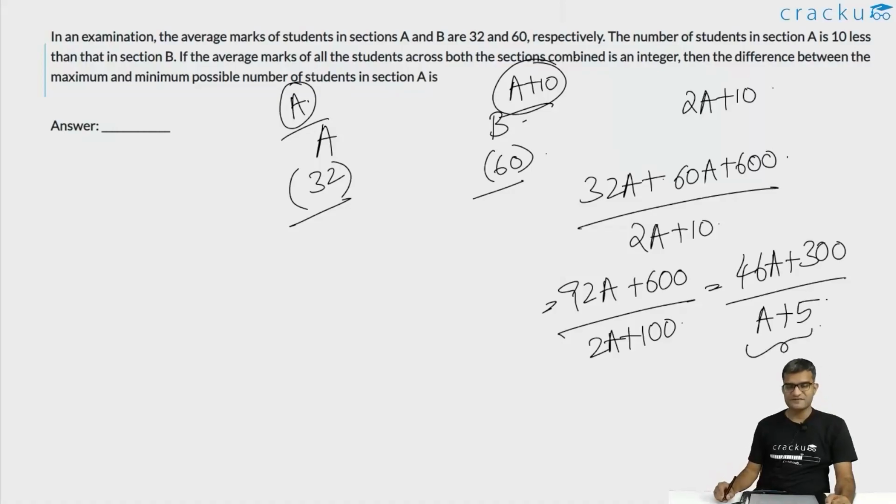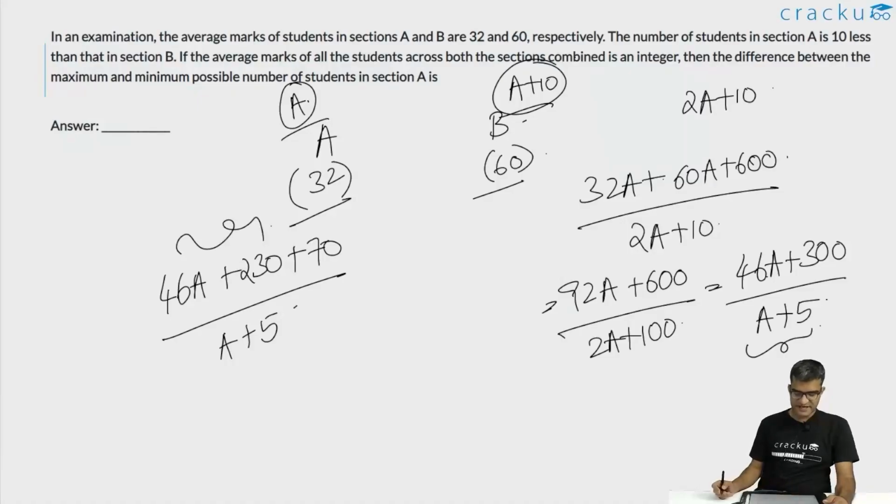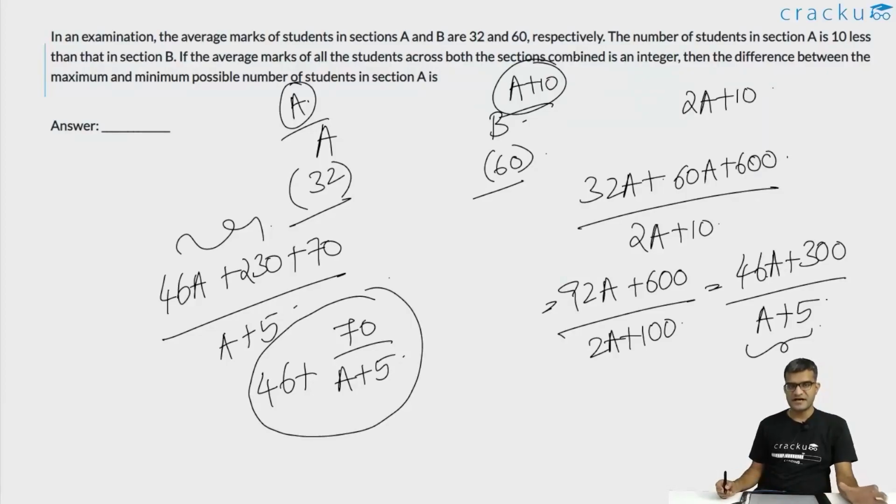Because we have A plus 5 in the denominator, let us express 46A plus 300 as 46A plus 230 plus 70, divided by A plus 5. The reason for that is that 46A plus 230 is 46 times A plus 5. So this can be simplified to equal 46 plus 70 divided by A plus 5. Now this is an integer, as we are told that the average of both the sections is also an integer. So 70 divided by A plus 5 has to be an integer. So A plus 5 has to be a factor of 70.